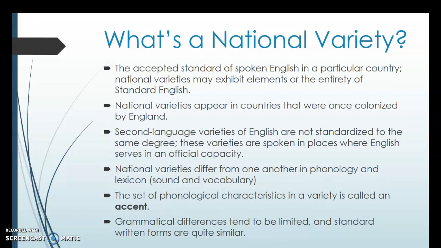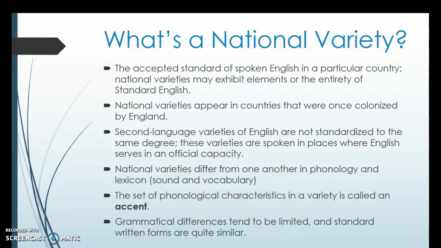National varieties sound different from each other, and they usually include different vocabulary and idioms. As a reminder, we call phonological or sound differences in the national variety an accent. Grammatical differences between national varieties tend to be limited, and standard written forms are so similar that it can be hard to determine where a text was published just based on its word choice.